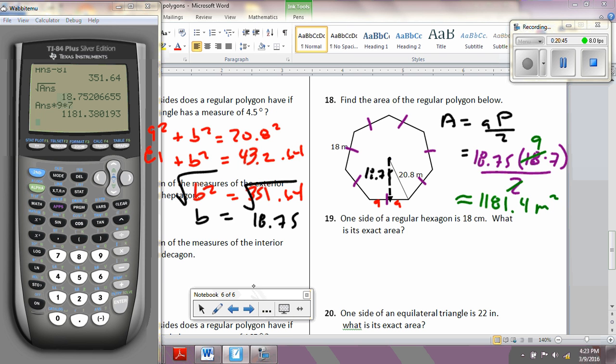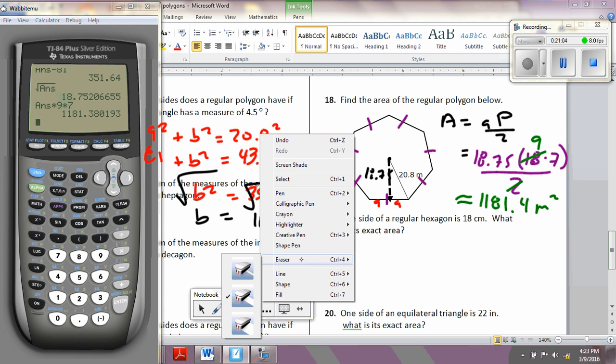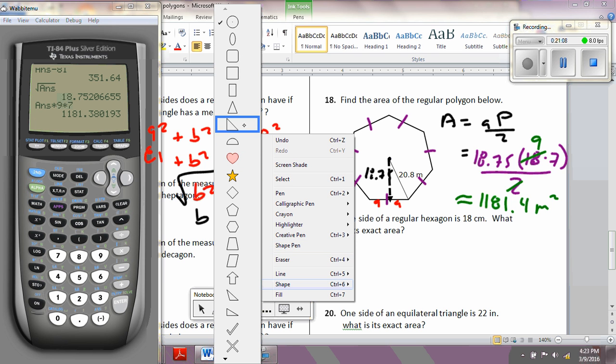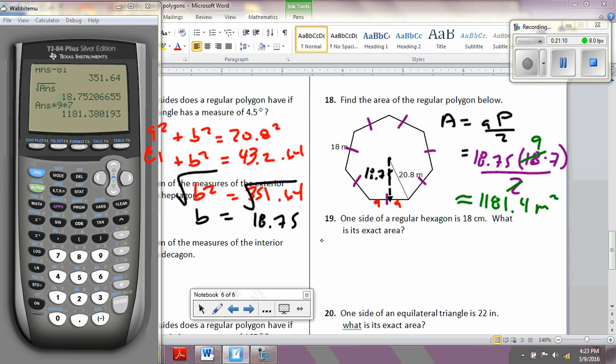On number 19, they talk about a regular hexagon is 18 centimeters. Find the exact area. So this was one of those special cases I talked about where you have to use a special right triangle in order to find the apothem.